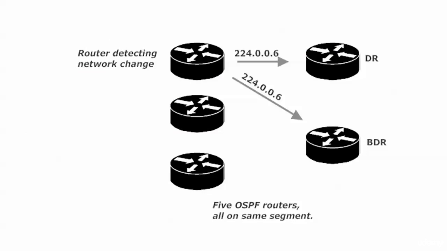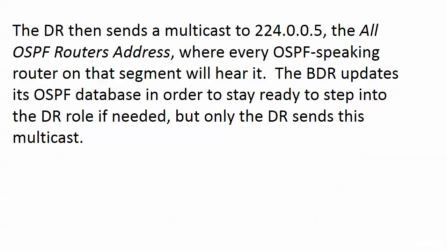These other two routers on the same segment would not know about it yet, because the router detecting it is going to send that change to 224.0.0.6. The DR will then multicast to 224.0.0.5, our hello packet address. And this is officially the all OSPF routers address.